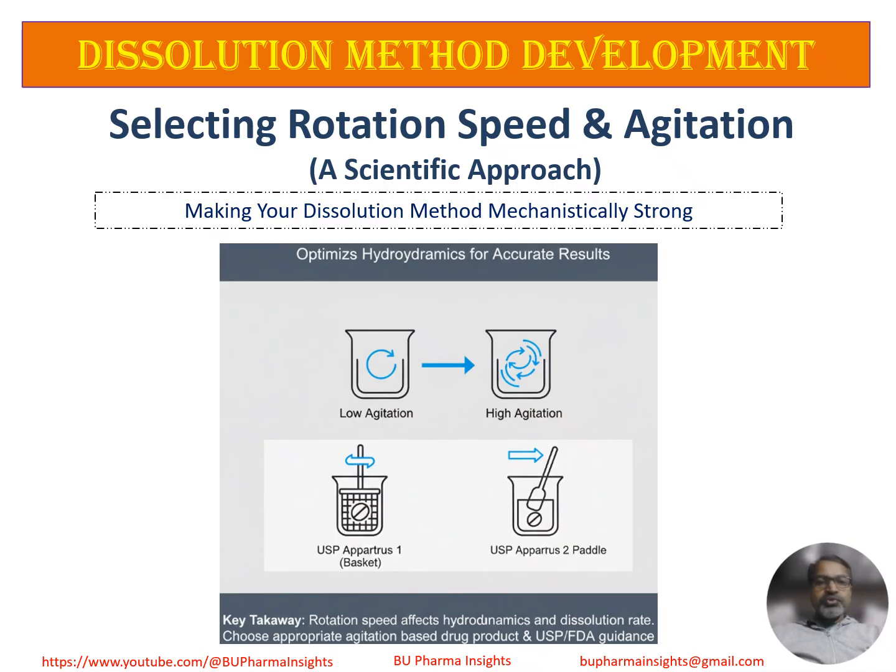Why do we use a specific RPM and how do we justify it scientifically? Rotation speed is not just a number in a dissolution method. It's a critical scientific decision that can make or break method performance. In this sixth video of the Dissolution Science series, we will decode how to select agitation speed confidently and scientifically.